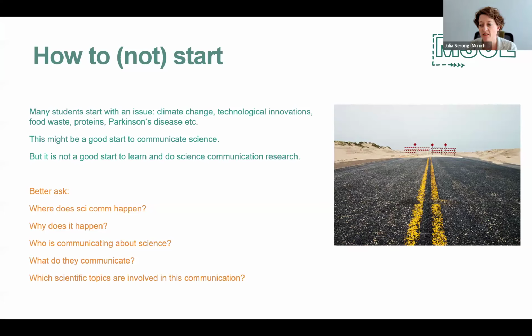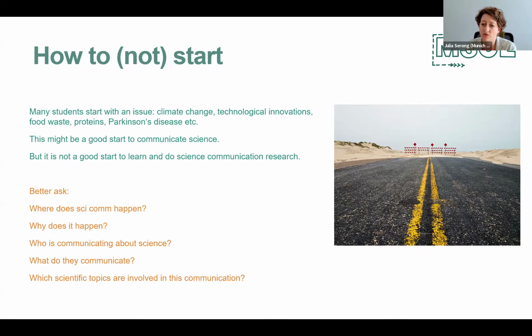And usually what happens is that they start with an issue, often related to what they studied before, like climate change, or right now very popular artificial intelligence or other technological innovations, or specific topics like food waste or proteins, or some kind of materials they are dealing with in engineering, or a specific disease, etc. And I think this might be a good starting point for doing science communication research and finding a target audience who's also interested in that. But I think it's not a good starting point to do science communication research or to learn that.